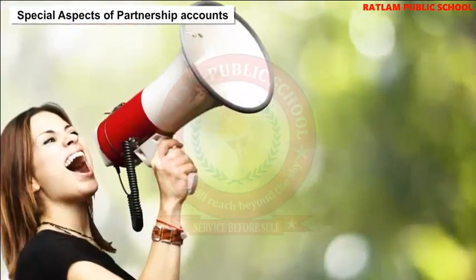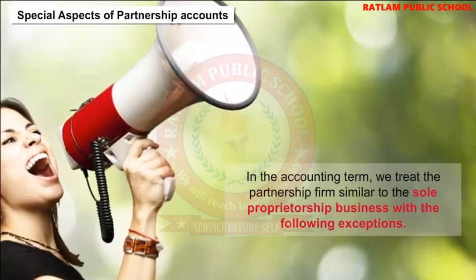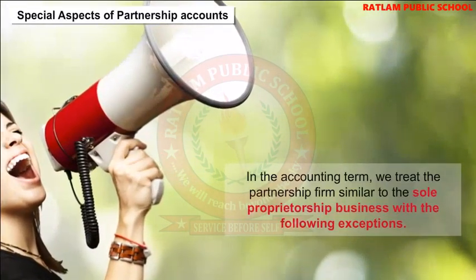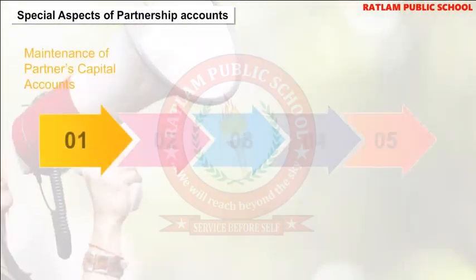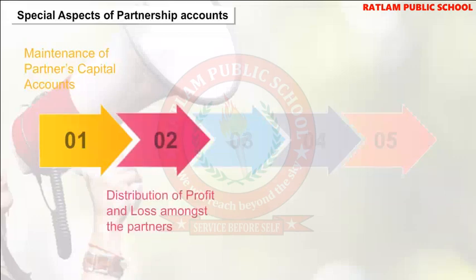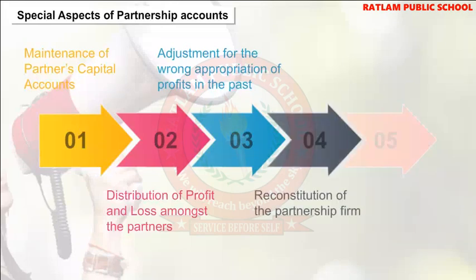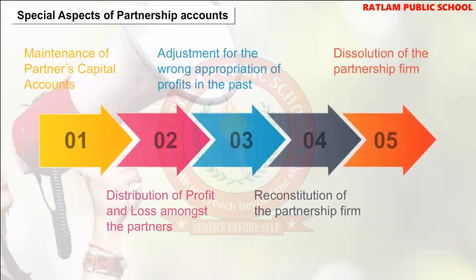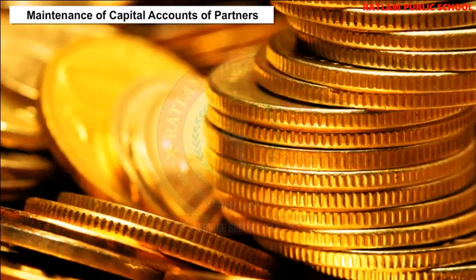Special aspects of partnership accounts. In accounting terms, we treat the partnership firm similar to the sole proprietorship business with the following exceptions: maintenance of partners' capital accounts, distribution of profit and loss amongst the partners, adjustment for the wrong appropriation of profits in the past, reconstitution of the partnership firm, dissolution of the partnership firm.